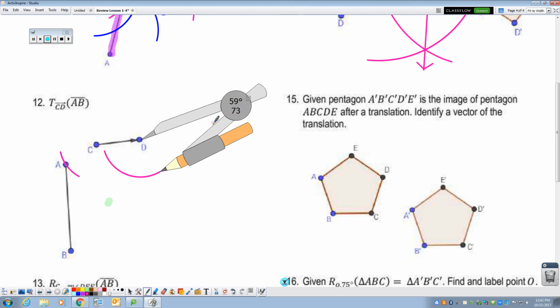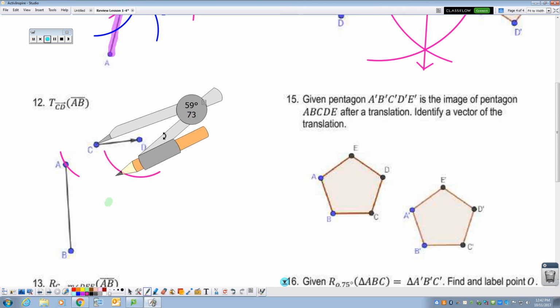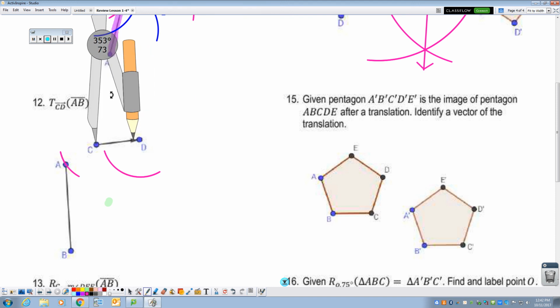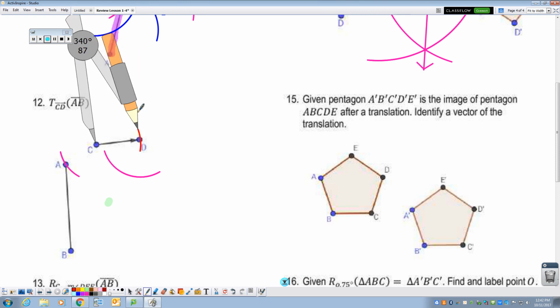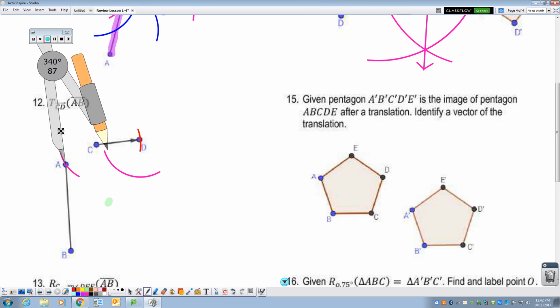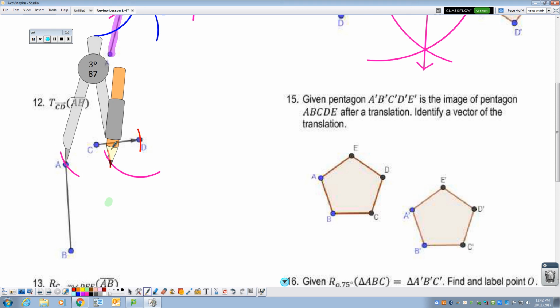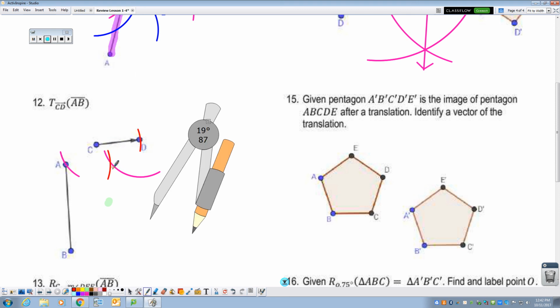Next, we're going to measure the length of our vector. And our vector goes from C to D. I am going to put a little arrow here to prove that I measured it. And so my point A has to travel that same distance. And where those two intersect is where A prime must be.